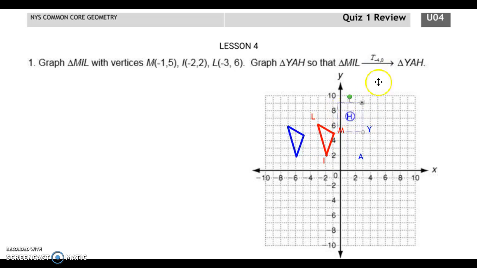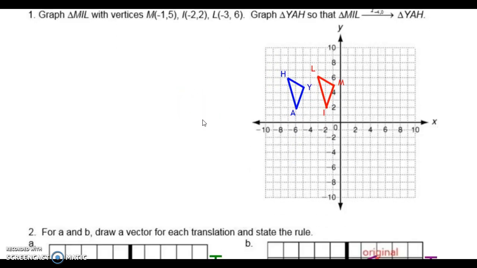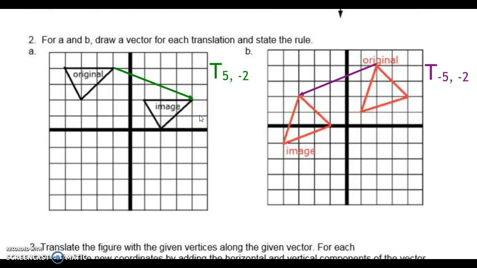So now we know that H and L correspond. So that H should be back here. The Y is the same as the M, or it's the image of the M. So the M goes here, and then the A is the image of I. A and I correspond, so that should be back here. You can see that it's slid, but it hasn't turned. It hasn't lost its orientation, hasn't lost any direction. It's just slid. Here we were asked to draw a vector for each translation and state the rule.